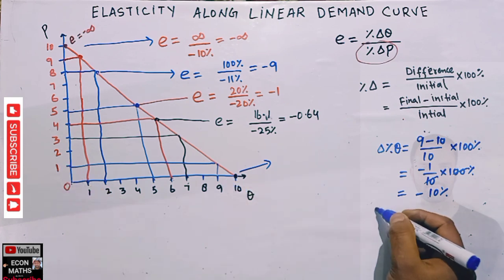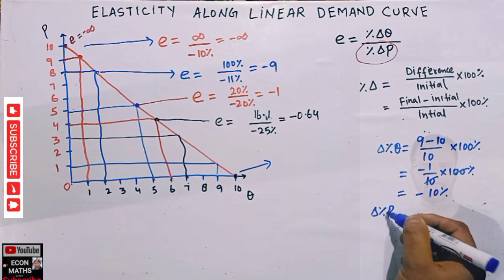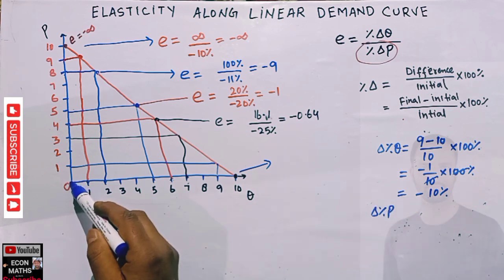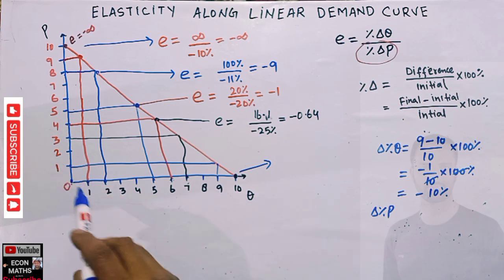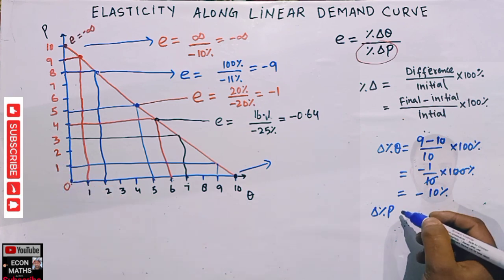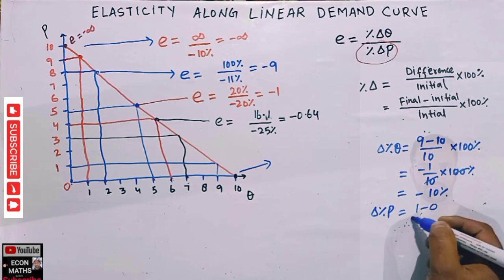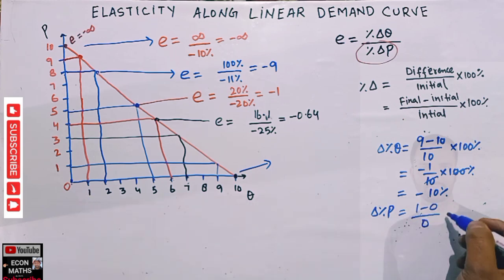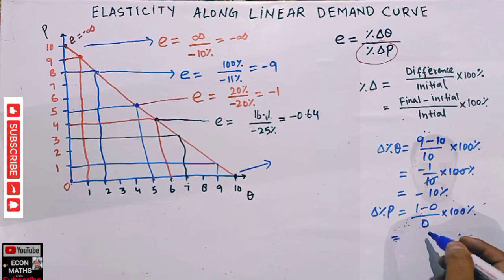What is the percentage change in price? We were at this point, and we move to this point. This is our initial point, this is our final point, so 1 minus 0 upon the initial point, which was 0, into 100%. This comes out to be 1 upon 0, which is infinity, into 100, which is infinity.